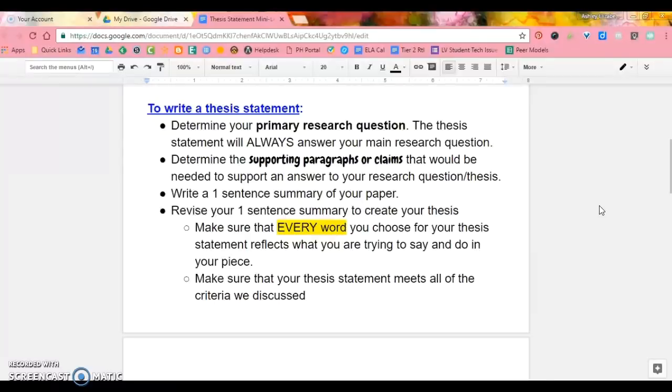So even as you research, even though your questions sometimes change and evolve, you need to ask different questions to find better information. The one question that you're trying to answer, the main question, is what your thesis statement is the answer to. In order to write a good thesis statement, you also need to determine the supporting paragraphs or claims that would be needed to support an answer to your research question or your thesis.